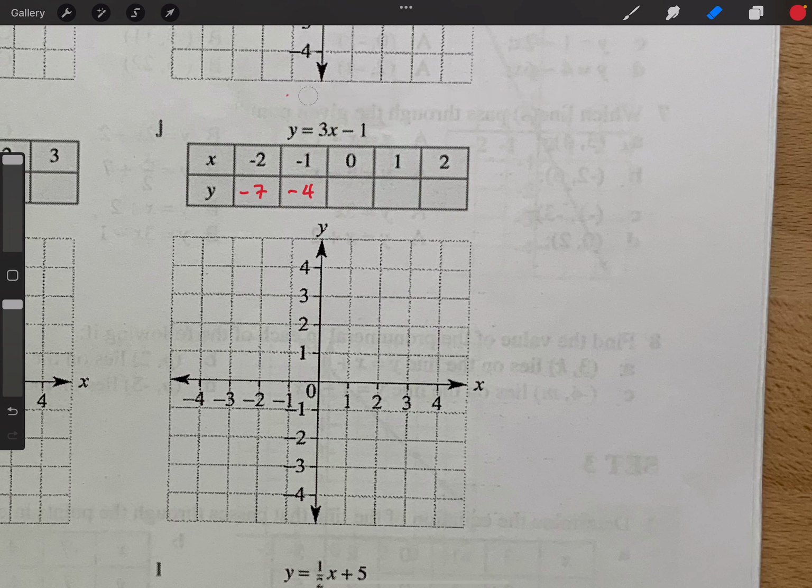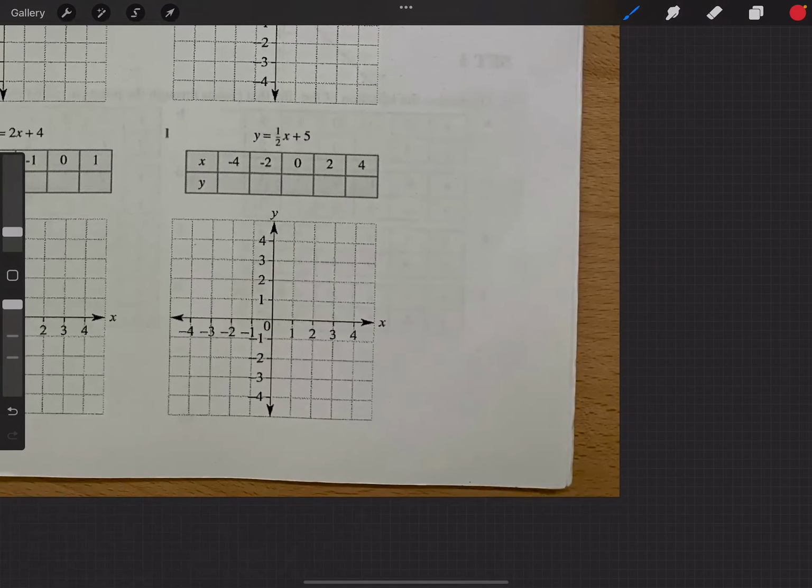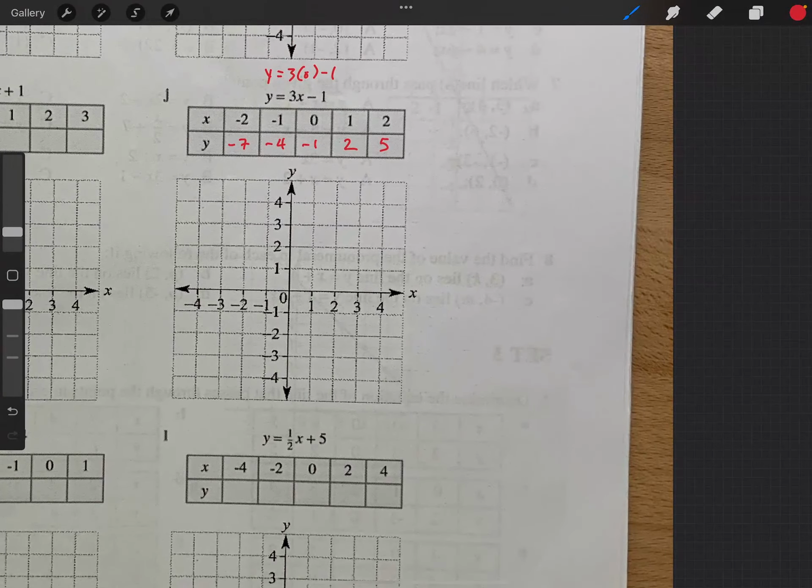Alright. When x equals 0, y is equal to 3 times 0 minus 1. 3 times 0 is 0, minus 1 is minus 1. When x equals 1, 3 times 1 is 3, 3 minus 1 is 2. When x equals 2, 3 times 2 is 6, 6 minus 1 is 5. There you go. Then you just have to plot that on the graph. I'm not going to plot that one. Plotting shouldn't be too hard. The only thing for the plotting is you need to know how to find the coordinates for this.